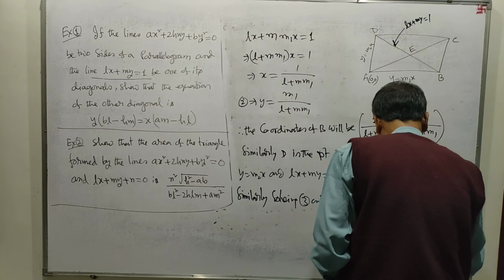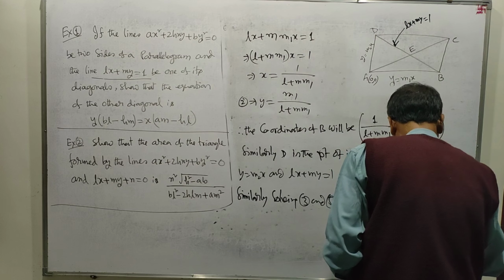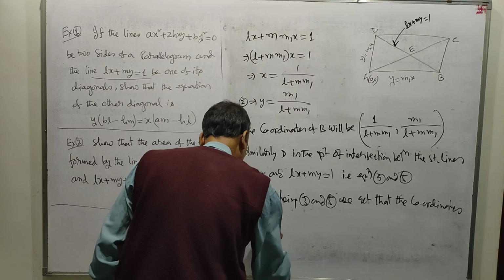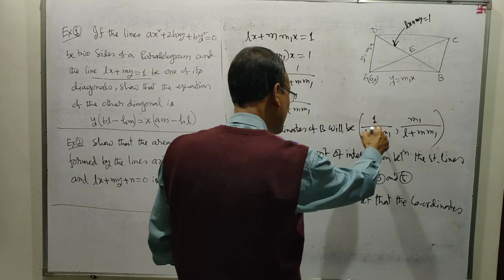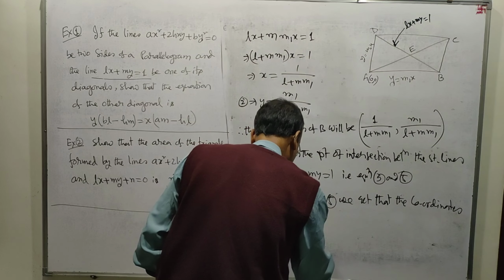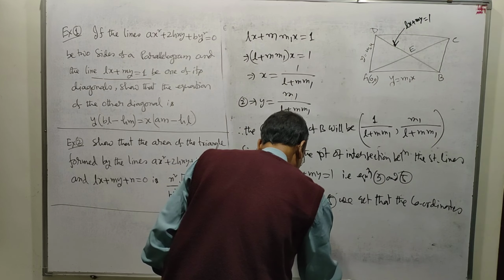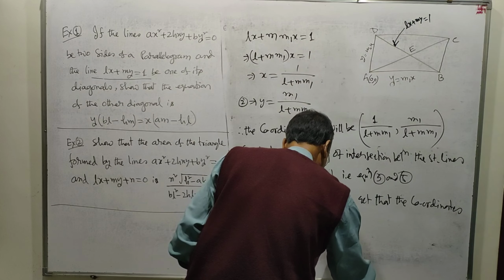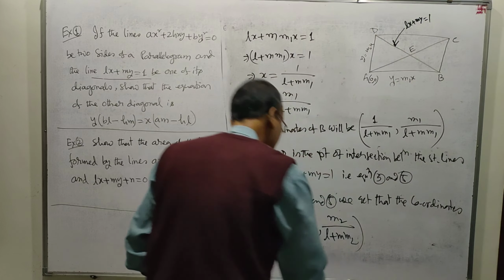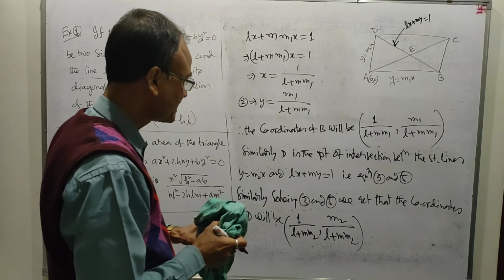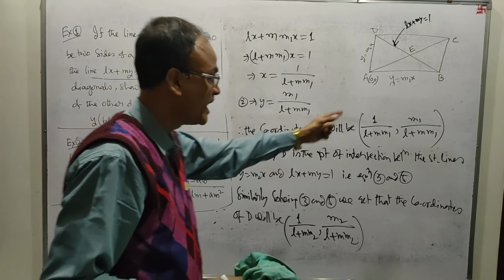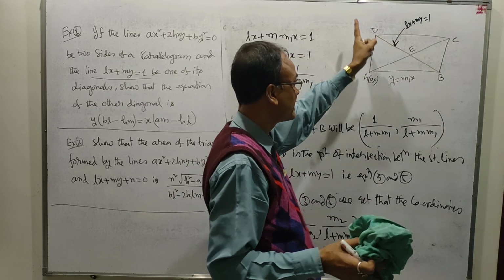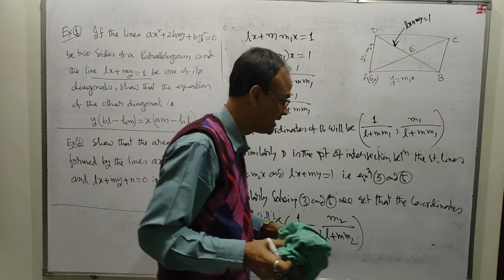that the coordinates of D will be, just replace M1 by M2 here, 1 by L plus MM2, M2 by L plus MM2. We have got the coordinates of B as well as the coordinates of D.